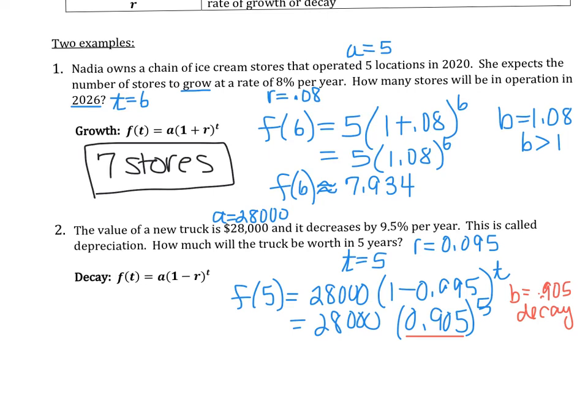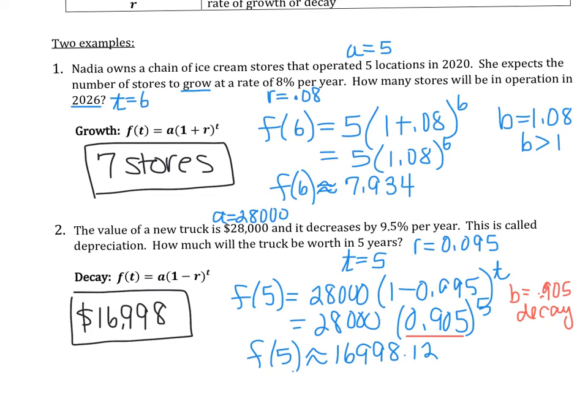What this means essentially is that every year that goes by, that truck is worth 90.5% of the previous year's value, which is declining by 9.5%. So when you evaluate this equation at T equals 5, you get 16,998.12. So in 5 years, this truck that started out at $28,000 will be worth about $16,998. Every single year, it's worth about 90.5% of what it was worth the previous year. So your rate of decline is 9.5%, but your multiplier is 0.905.